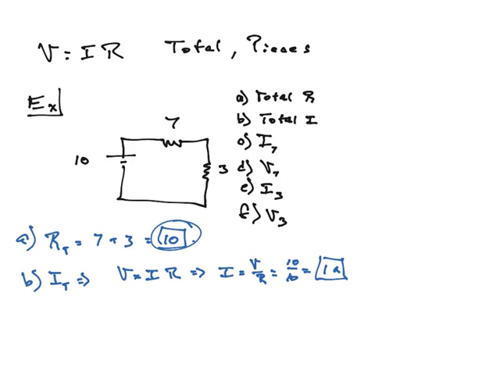I mean, that's pretty simplistic and pretty obvious, but it's important to know. When I use Ohm's law and I use total values, then the answer I get is a total value as well. So given the total voltage of 10, and the total resistance of 10 as well, just by the numbers I've chosen, I'm using total voltage and total resistance to get total current.